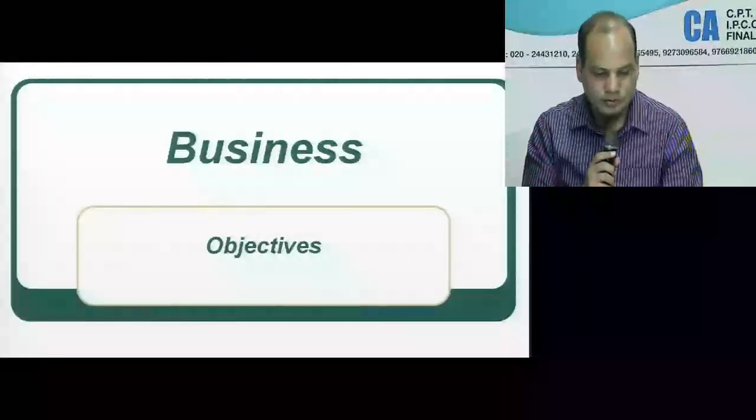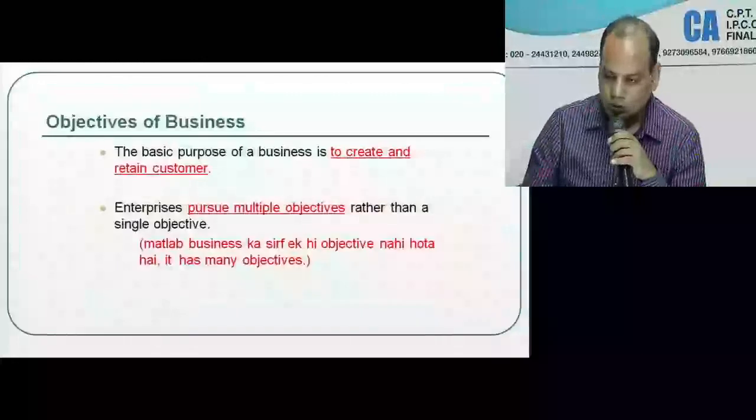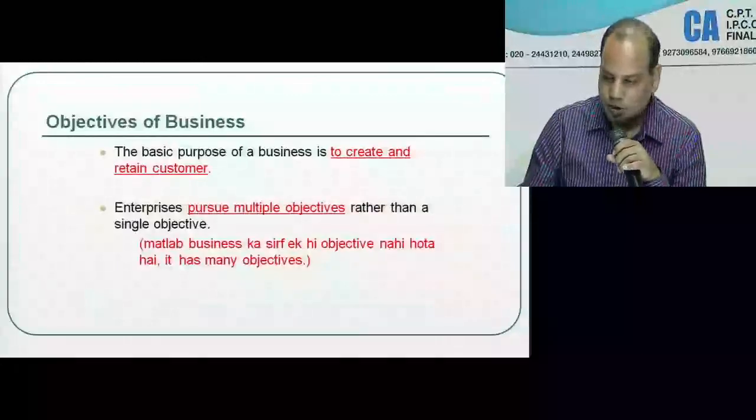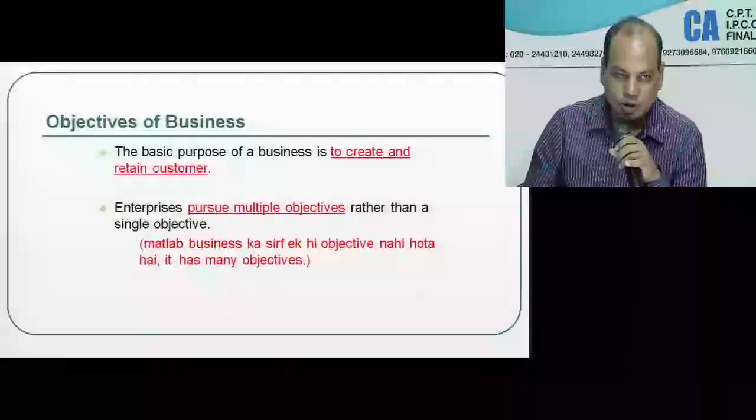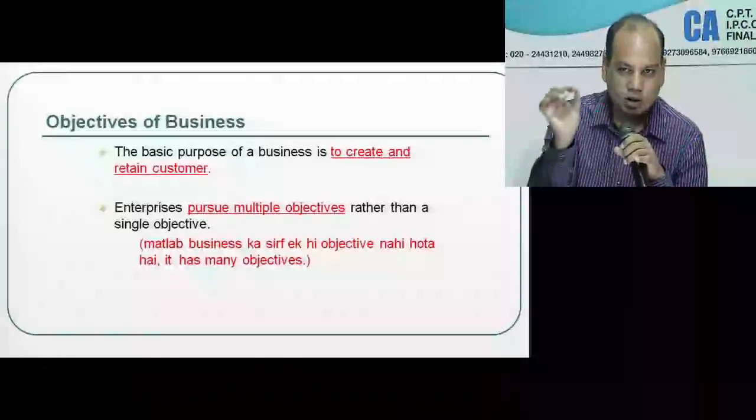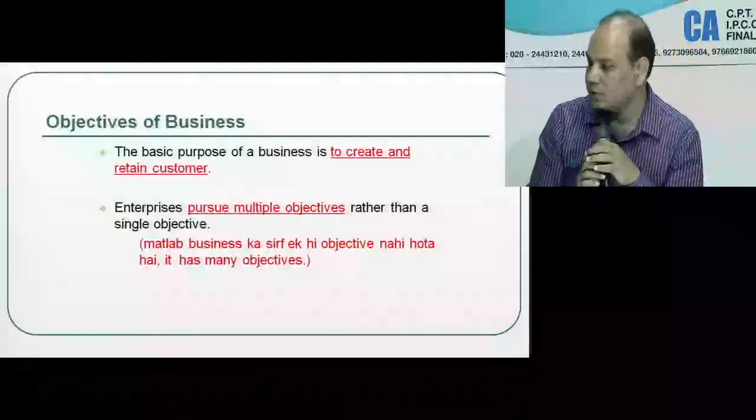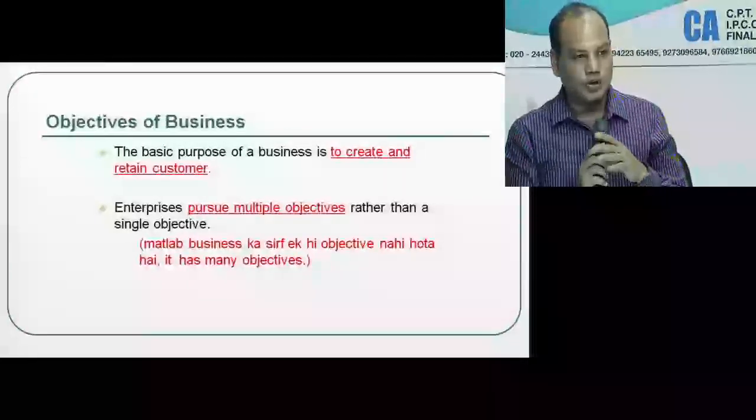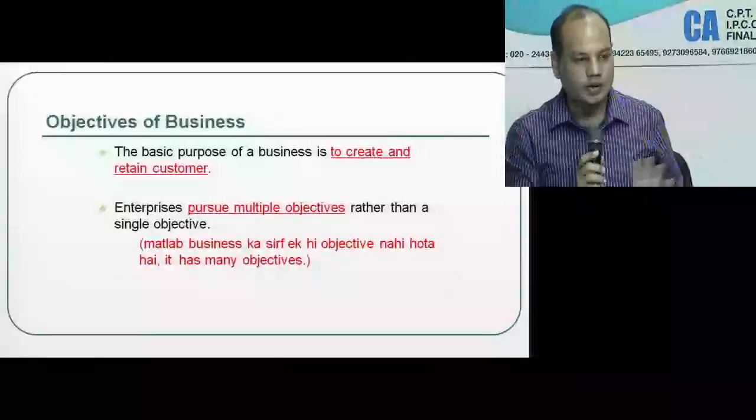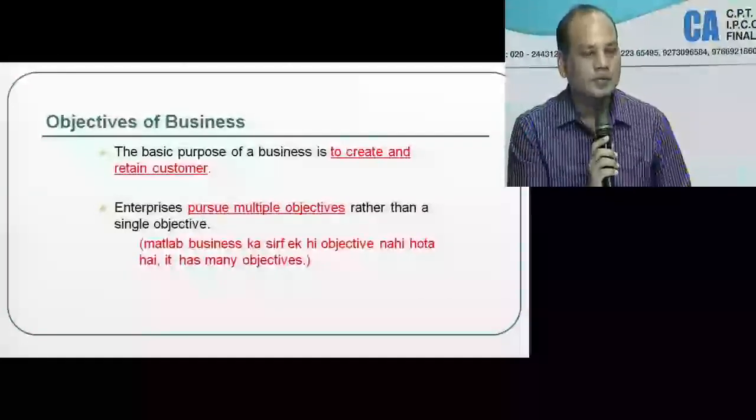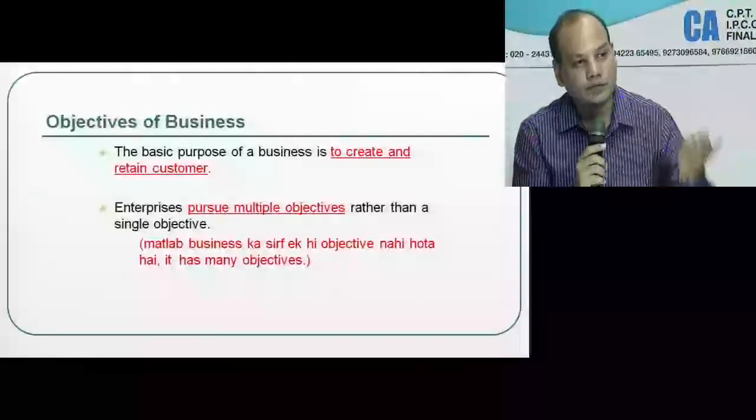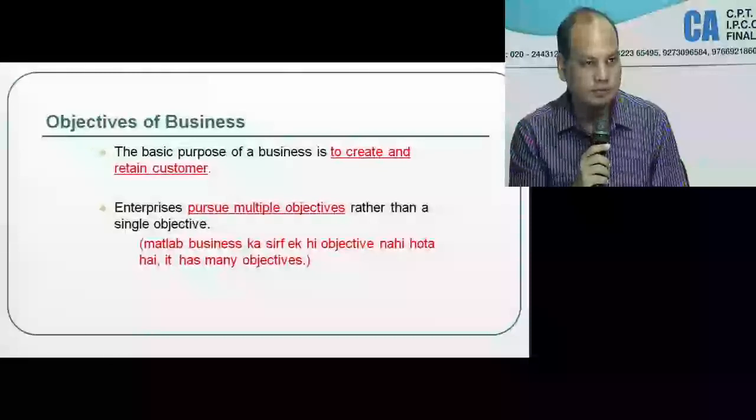So now we'll see the objectives of business. There are many objectives. I cannot make a complete list of what are the objectives of business. Is it possible? Can I make an exhaustive list, complete list? Different businesses will have different objectives also. Is it right?